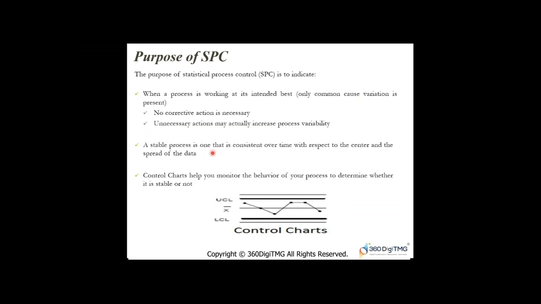A stable process is one that is consistent over time with respect to the center, that is, your mean or the center line, and the spread of the data. How far away your data points are from this mean line speaks about the spread of the data here. Control charts help you monitor the behavior of your process to determine whether it is stable or not. If all the data points are falling within your control limits, you say that the process is stable, provided your control limits are within your specification limits.